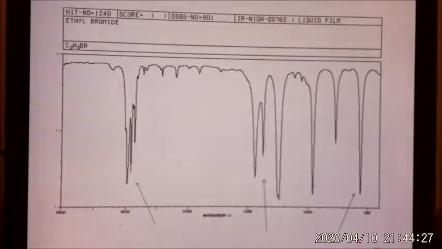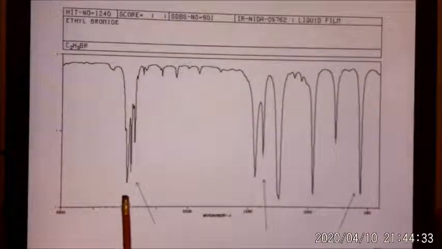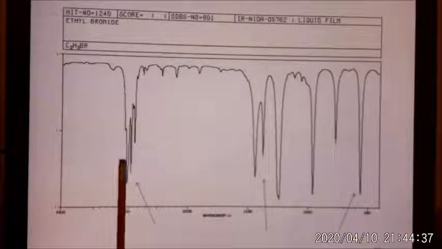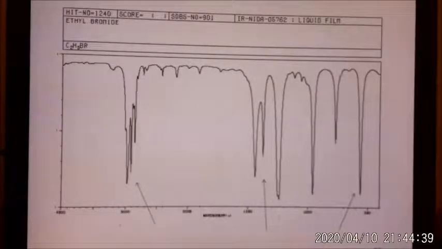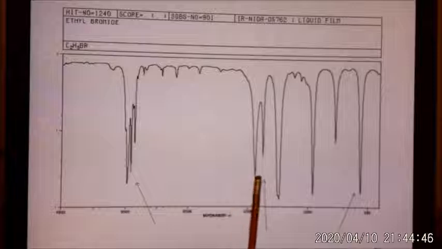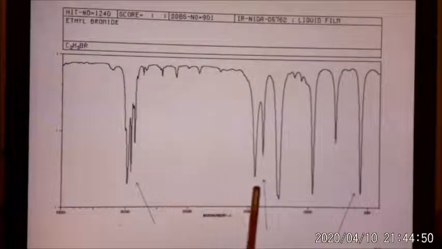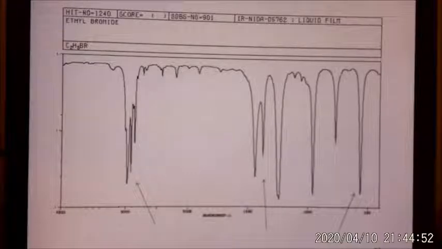Okay, so let's take a look. So here, if I'm assigning it, look at this. This is just below 3000. So that tells me I have sp3 carbon hydrogen stretches. Okay, if I look at this one, remember we were saying around 1465 or so was my carbon hydrogen. Okay, this is fairly strong, but this should be my carbon hydrogen.